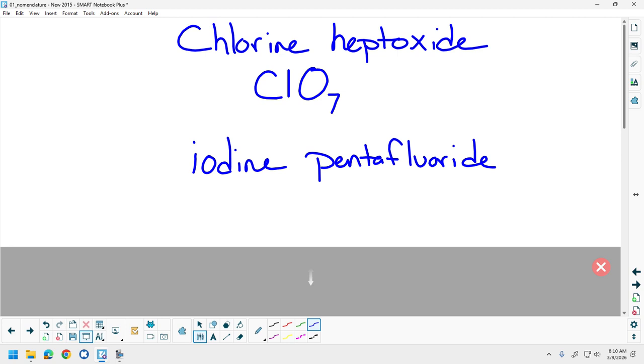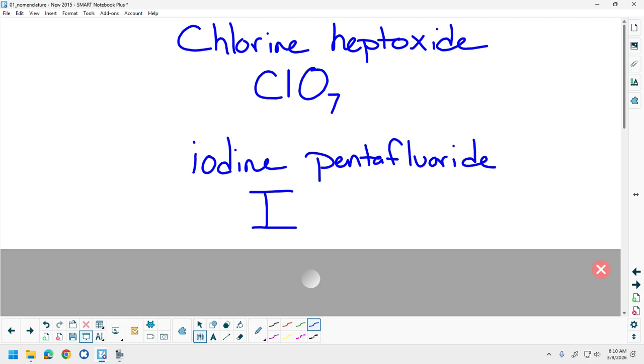Our next example is iodine pentafluoride. Again, no prefix on the iodine, so I know we just have 1. Fluoride tells me I'm dealing with fluorine, and penta tells me that I have 5 fluorine. So IF5.